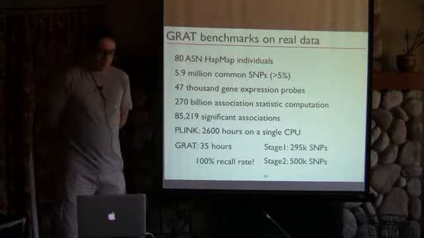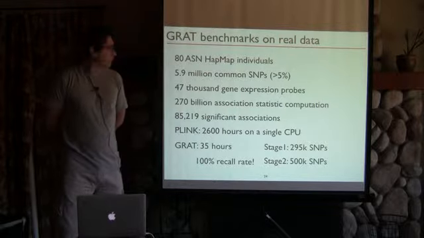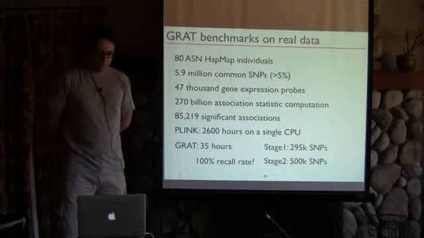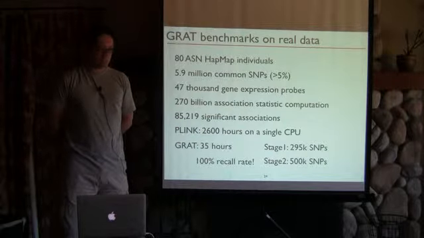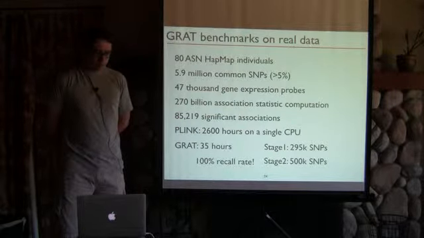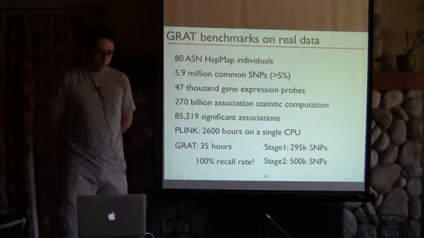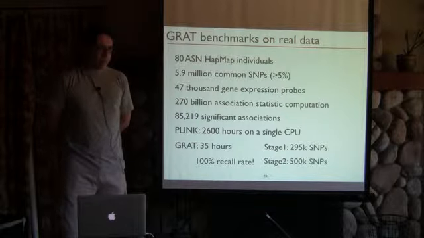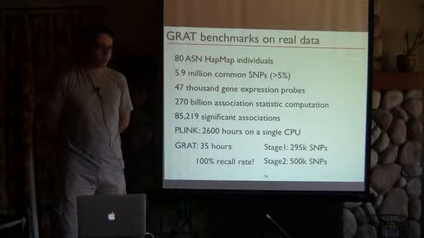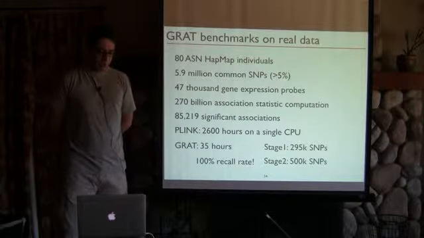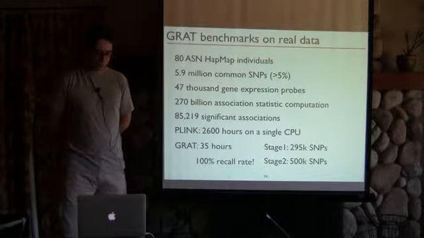We also applied our approach on real data. We used the 80 Asian HapMap individuals that were sequenced as a part of the 1,000 Genomes Project. After QCing the SNPs and eliminating the rare SNPs, we retained 5.9 million common SNPs. These individuals were phenotyped on 48,000 gene expression probes, which means the order of computation we have to do is 270 billion if we use the traditional approach.